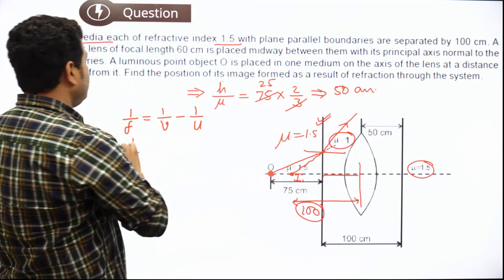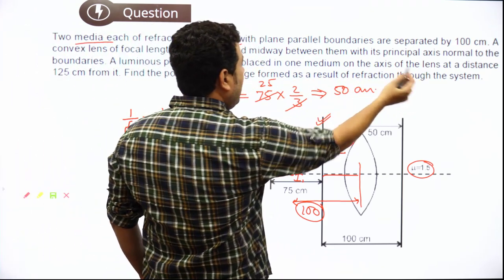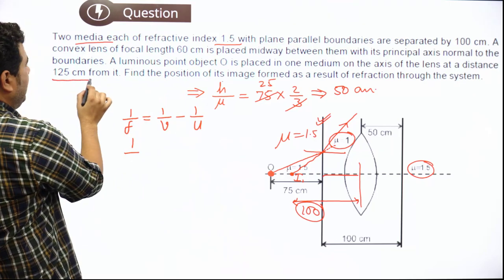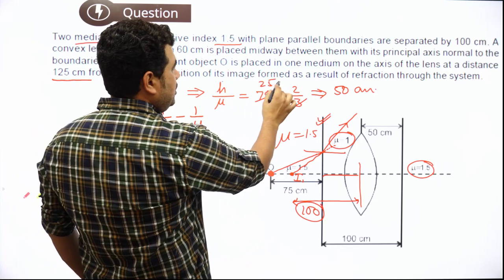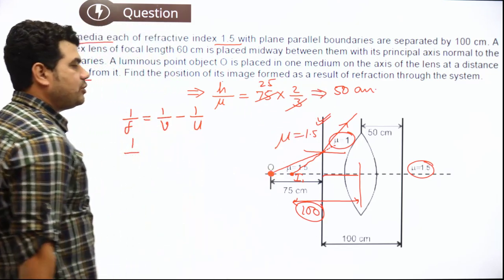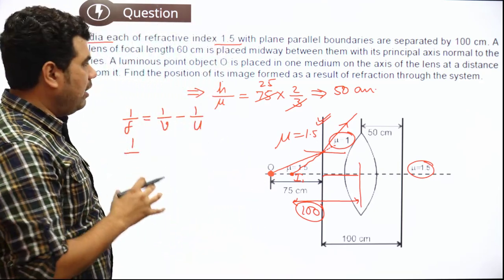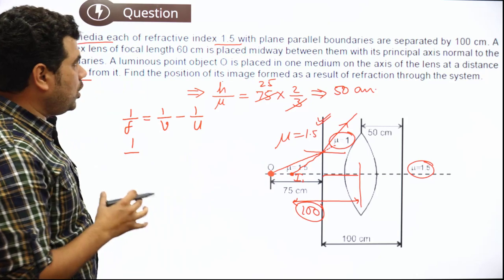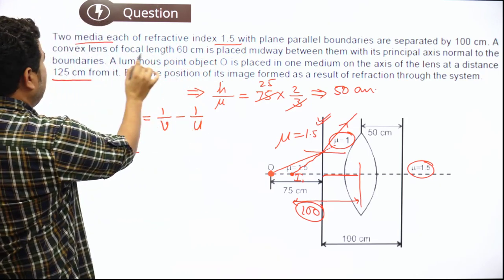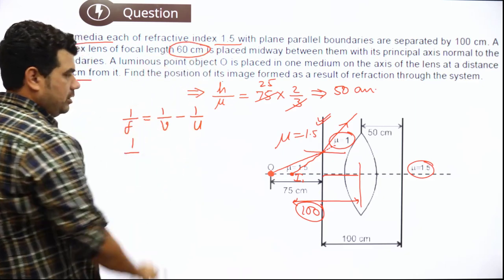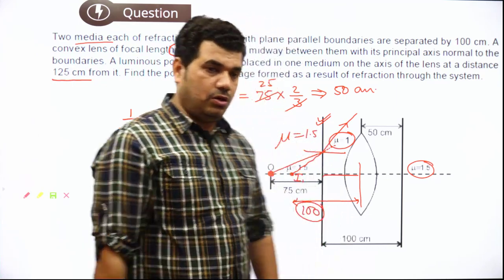You can see here, the focal length of the lens is given here. The axis of the lens and focal length of the lens, luminous object O is placed in a medium on the axis of the lens at a distance 125 centimeter from it. Find the position of its image formed as a result of refraction through the system. Okay, now what we have to do, we first have to find the focal length. So two media each of refractive index 1.5 and lens of focal length 60 centimeter. As this is a convex lens, the focal length is plus, obviously plus.